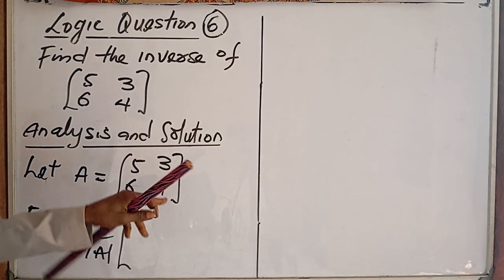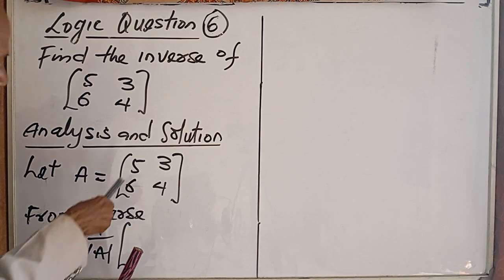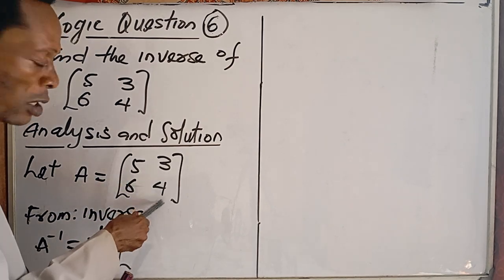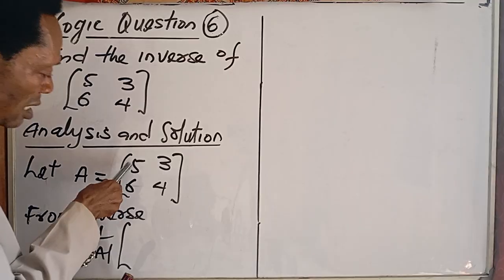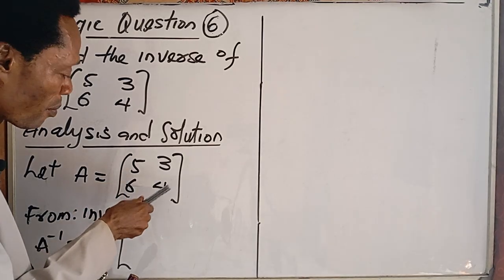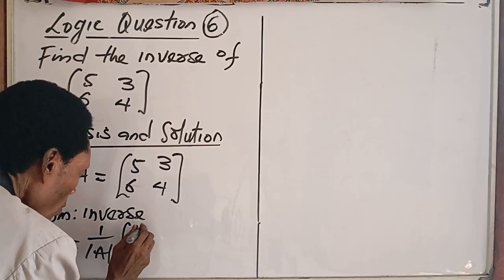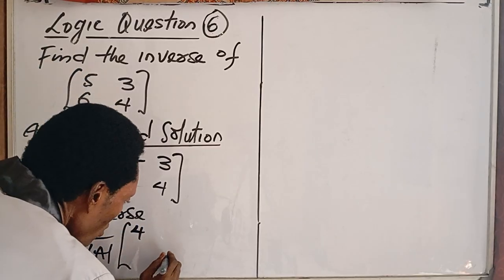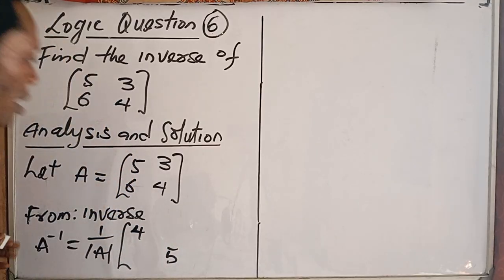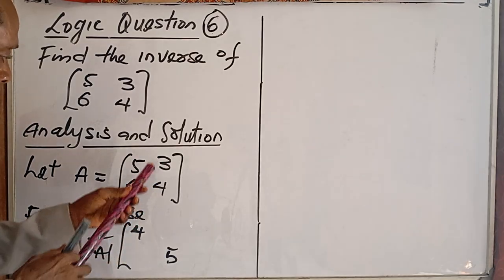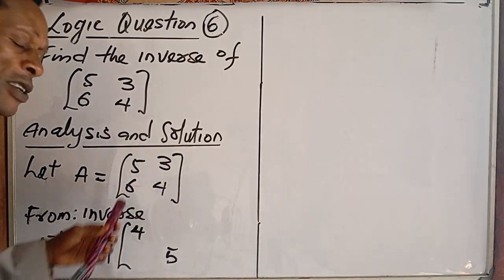Then here, these are the elements of the principal diagonal. You have to alternate them. This is 5, bring 5 here, bring 4 here. So here now you have the 4, and this 5 will come to this place. Then the off diagonal elements, this 3 and this 6, are off diagonal.